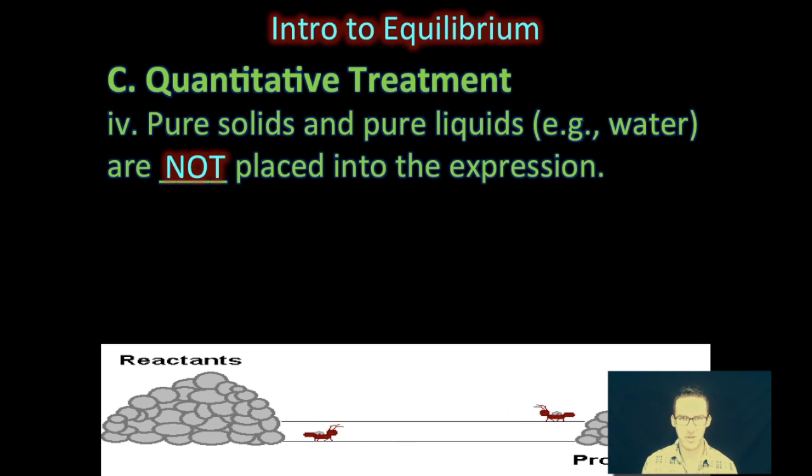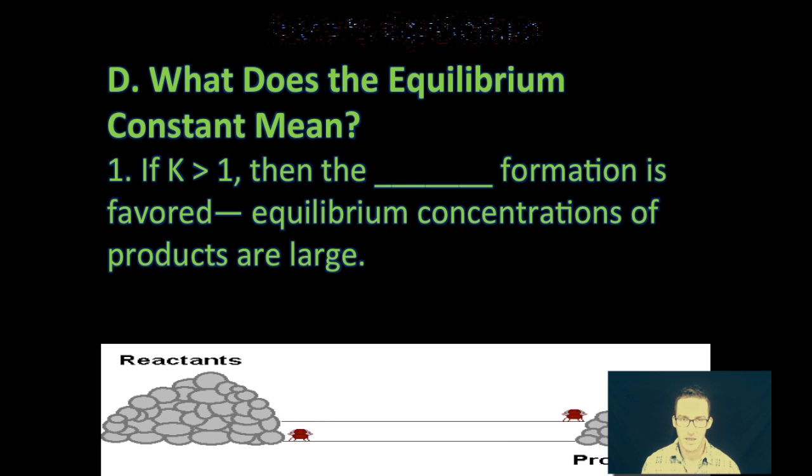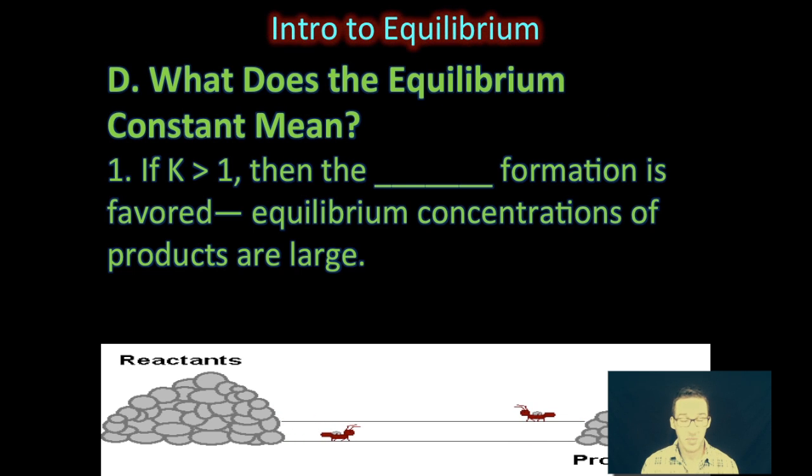And it's important to note that pure solids and pure liquids are not placed into the expression. We'll talk more about that when we get to equilibrium, but just recognize you're only going to have your aqueous solutions, the ones you can write a concentration for, or your gases. So what does this number tell me when you solve for K? What is it going to tell me?